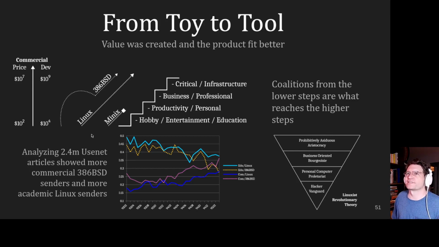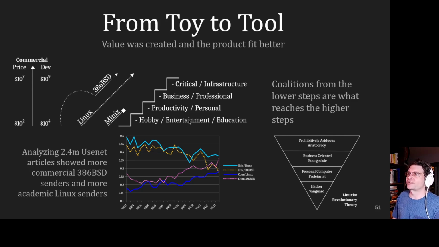And I also posit this thing under what I call the Linuxist revolutionary theory for Leninists. So you have a hacker vanguard that then creates a personal computer proletariat, that then creates a business-oriented bourgeoisie, and then the prohibitively assiduous aristocracy up here in the critical infrastructure systems. And there's also, total votes and hackers in general tend to create what Alan Perlis called the Turing tar pit in 1982. At this point, everything is possible, but nothing of interest is easy.